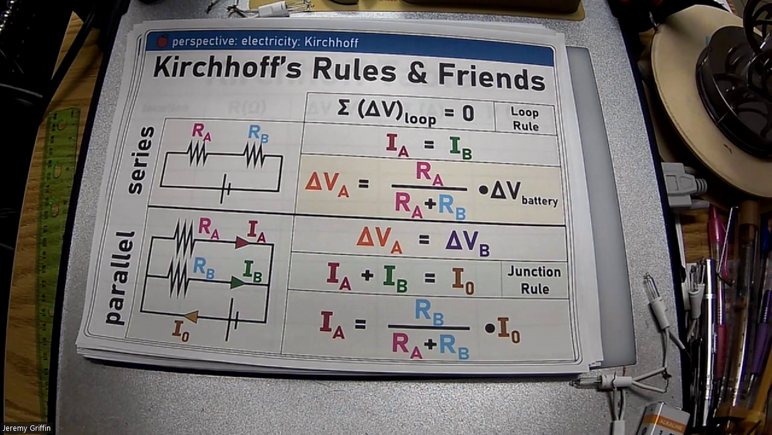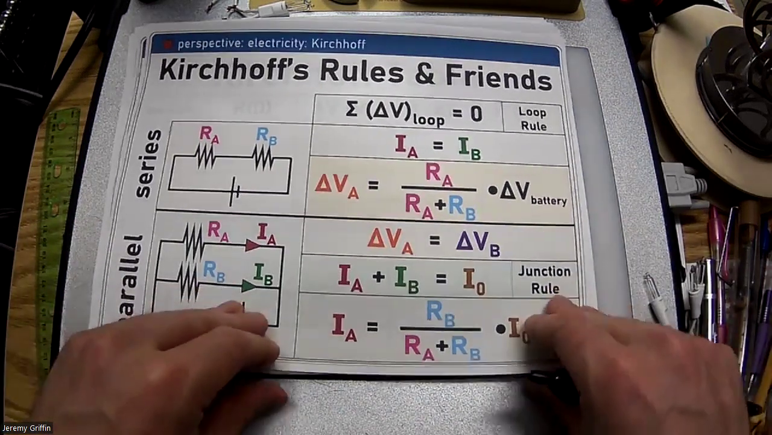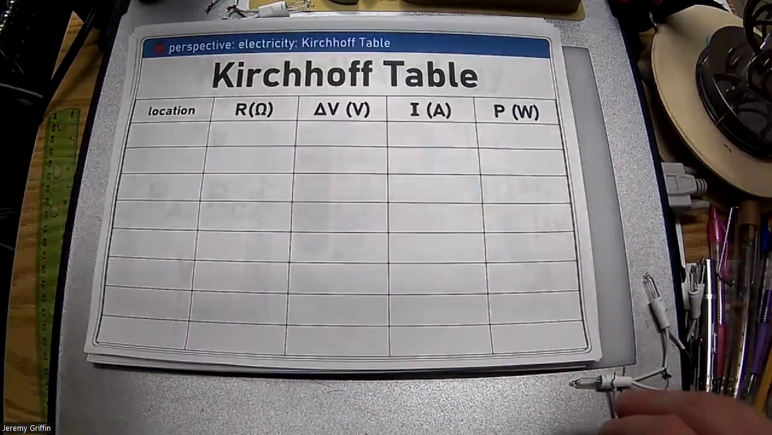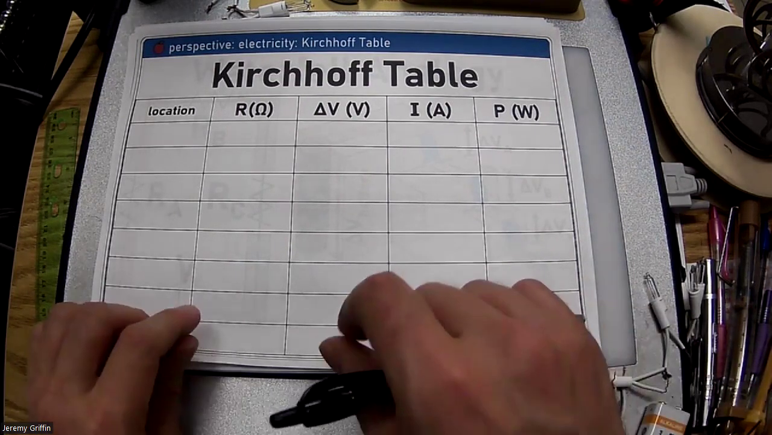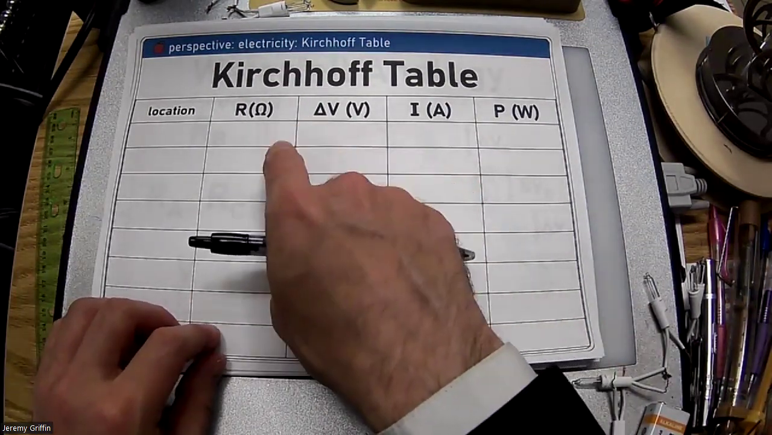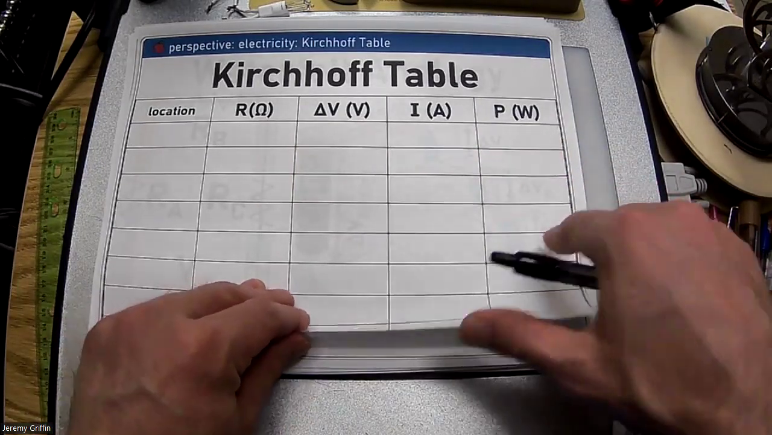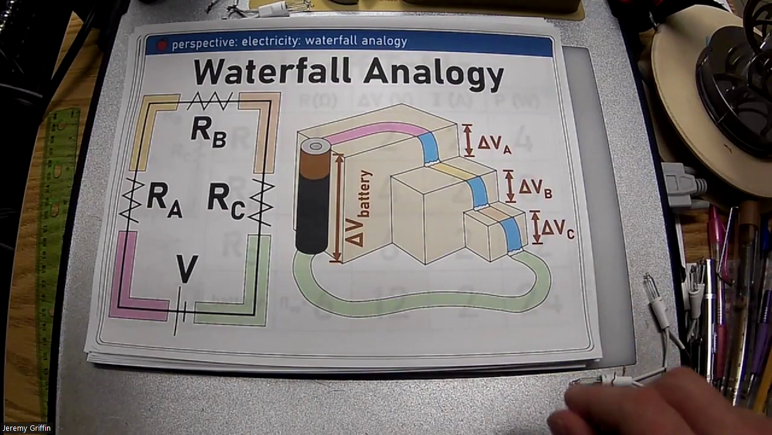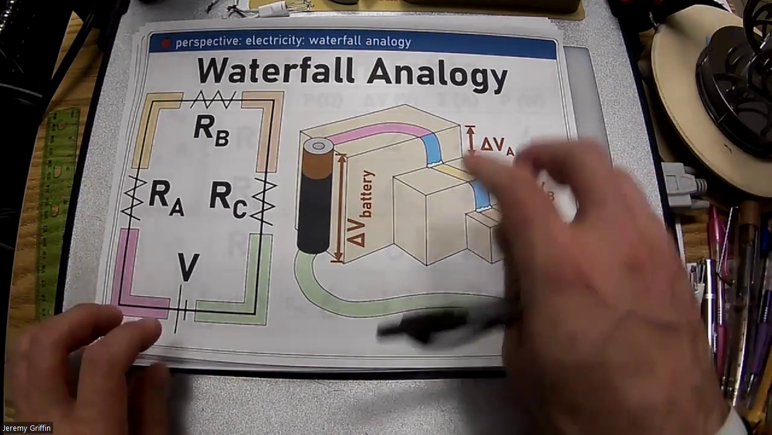Again, all this electricity stuff you can apply if you're a traffic engineer, if you're a pipe system engineer, or a lot of other systems like this. All applicable. Kirchhoff table: if you set up some circuit, you can keep track of what's each resistor, what's the voltage drop, what's the current at each location, what's the power in watts. I've got some examples of that. So, good. We got a good amount of time here. I'm going to show you some examples. I got this waterfall analogy.